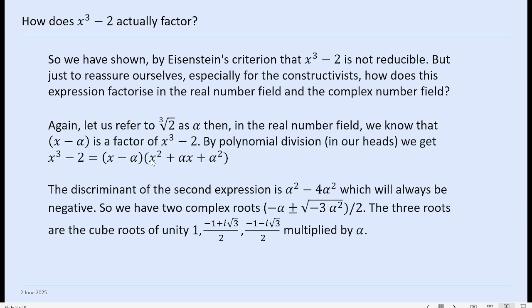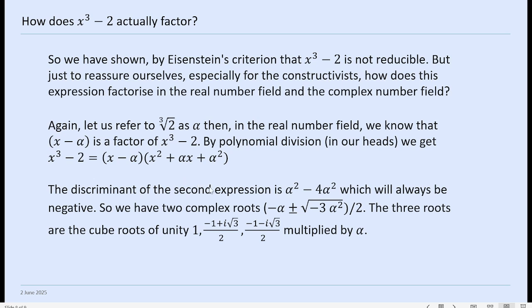So x times x squared is x cubed. And then let's look at the x squared terms. You've got minus alpha x squared here plus alpha x squared there. They cancel. Let's look at the x terms. You've got alpha squared x here minus alpha squared x there, they cancel, and then you've got minus alpha times alpha squared, minus alpha cubed, which is minus 2. So it works. X cubed minus 2 is this times this. So this is how it factorizes in the real field.